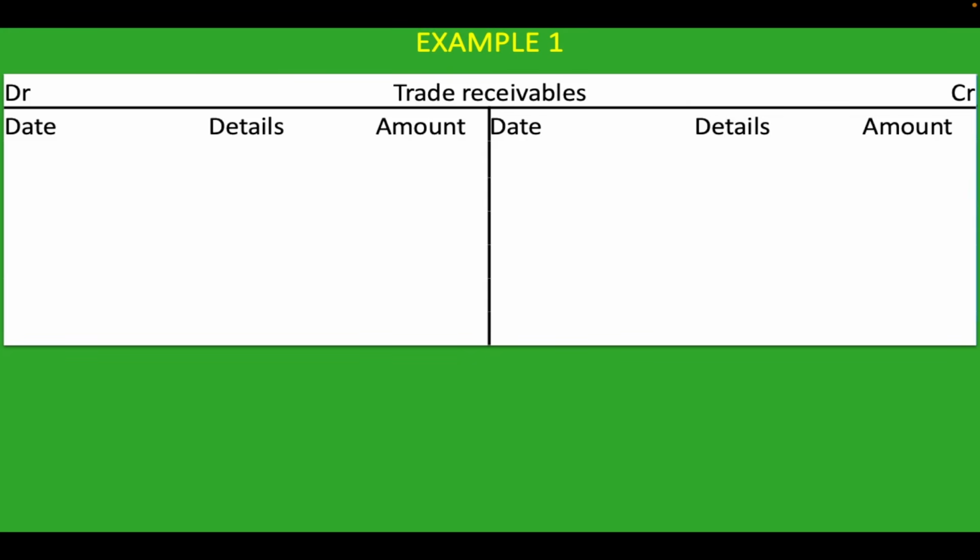And here I've already put the Trade Receivables General Ledger account, or the T account. You can see it's in the form of a T. That's why it's called the T account, but it's a general ledger account nonetheless. And then we have our date, details, and amount here on both sides.